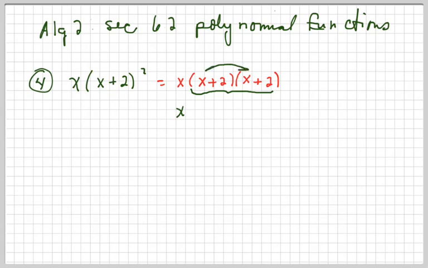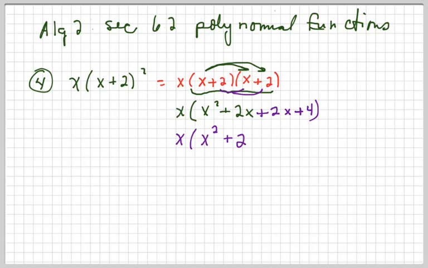Now remember, we do call it FOIL, but it is distributing. So we distribute that x and we get x squared plus 2x. We distribute the 2 and we get 2x plus 4. And so we end up with x times combining our two 2x's in the middle, which will give us 4x's, and then distributing this final x to everybody gives us our polynomial in standard form. So that's all you had to do with the first few problems. Nothing really new in those.